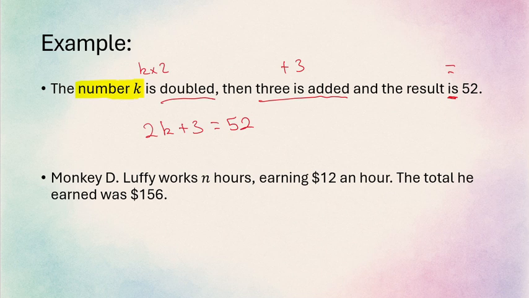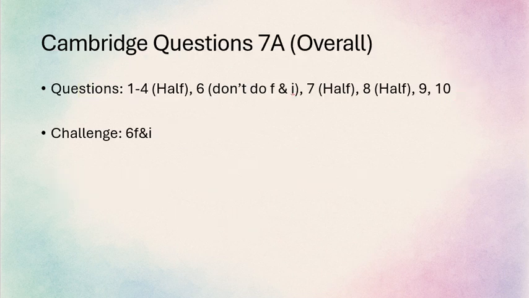My second example: Monkey D. Luffy works n hours. They earn $12 an hour, and the total is 156. So this technically means n times 12, and the total just means equals. So in fact, what I would get is 12n equals 156. And that's how you start setting up equations. I'll see you all in the next chapter.